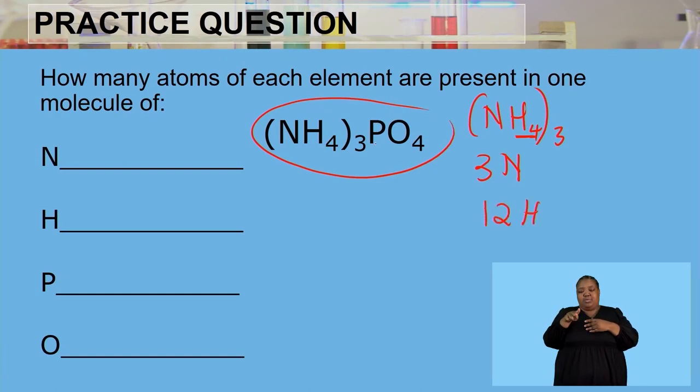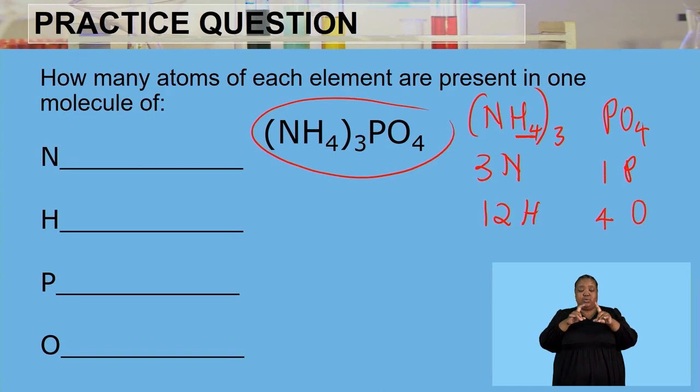Then we move on. The PO4 is not within the bracket, so those are counted individually. We are not multiplying anything there. So we just know that we have 1 phosphorus, and then we have 4 oxygens.